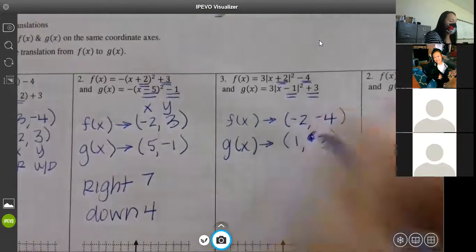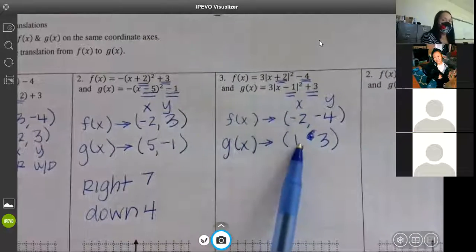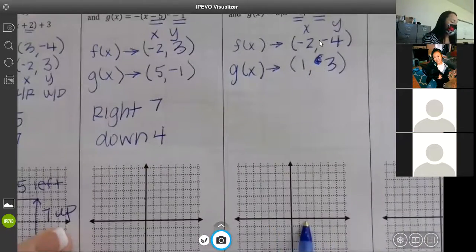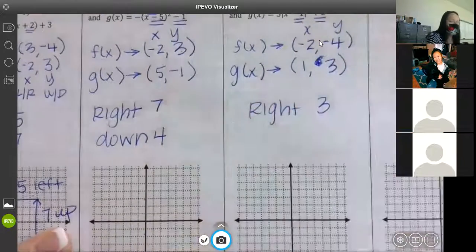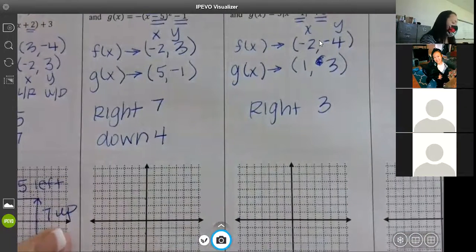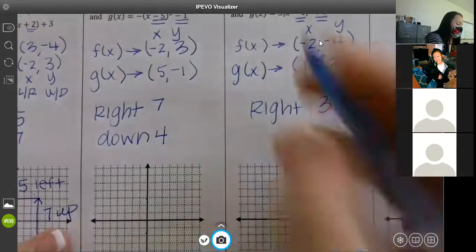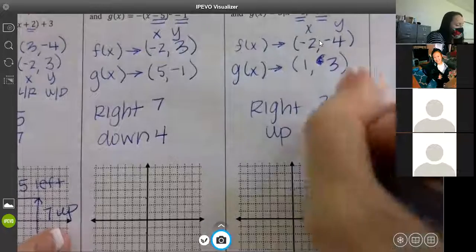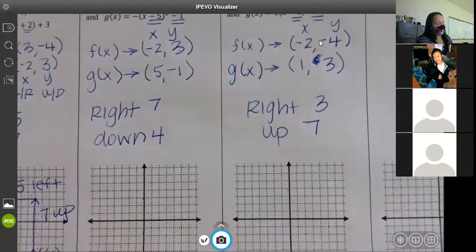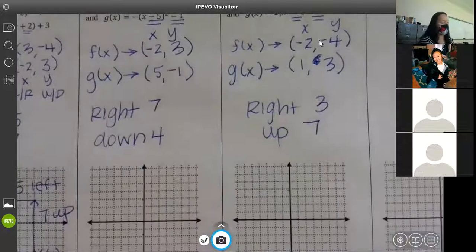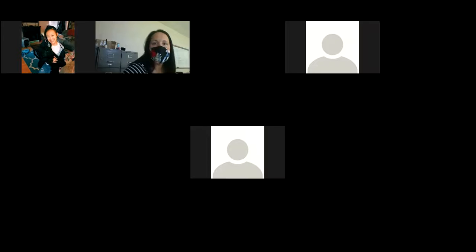Ignore that I even put that on there. This is your X and your Y. To get from -2 to 1 on the X-axis, I would be going to the right. And they are 3 units apart. On your Y-axis, from -4 to +3, I would be going up, and they are 7 units apart. And that is it. That's all we're going to do, okay? So I'm going to stop sharing and stop.